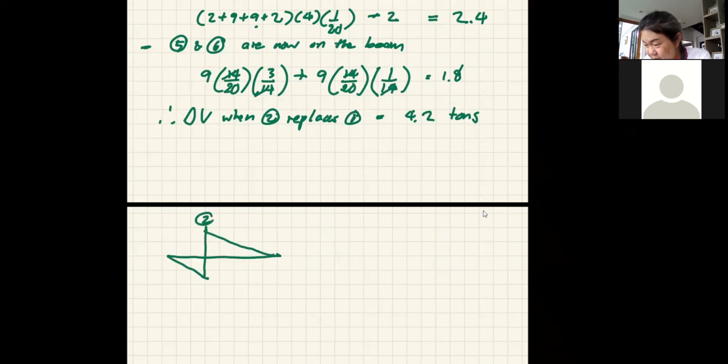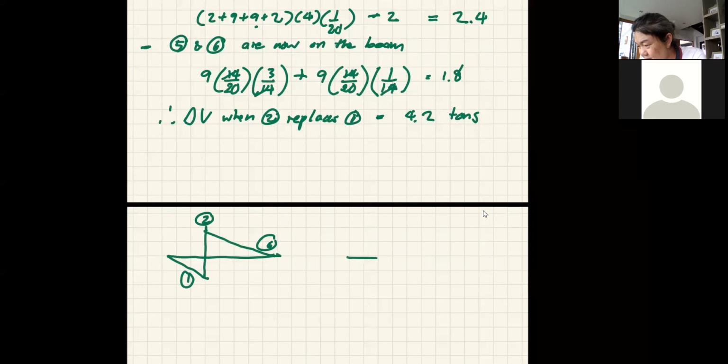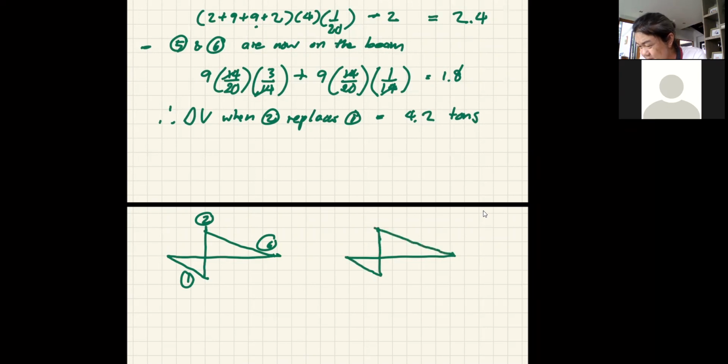So in the beginning we have this, but now we know 6 is here and 1 is there. Now we're going to move 3 to replace 2 there. So now 3 will be here. Since 6 is there, so 6 must be there. 2 is now down here. And 1. We need to check whether or not 1 will still be on the beam. Okay.